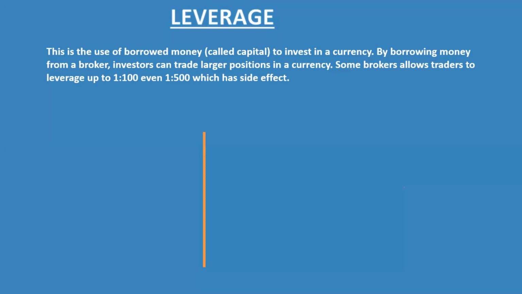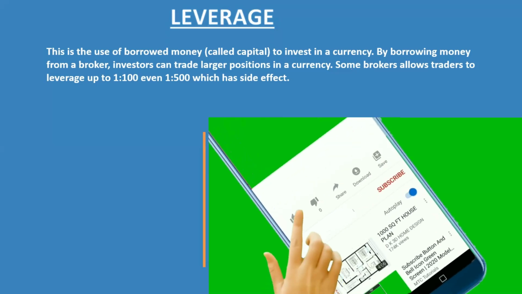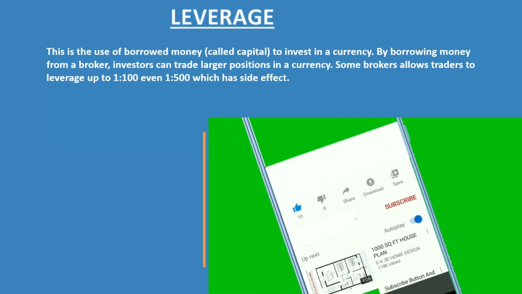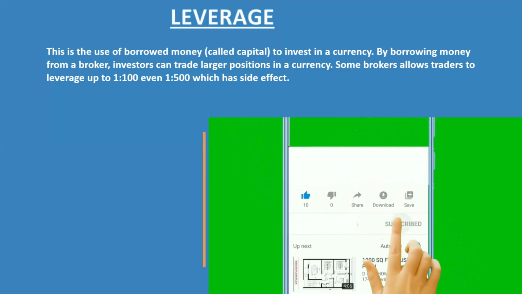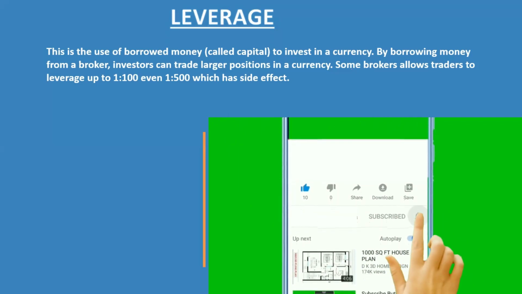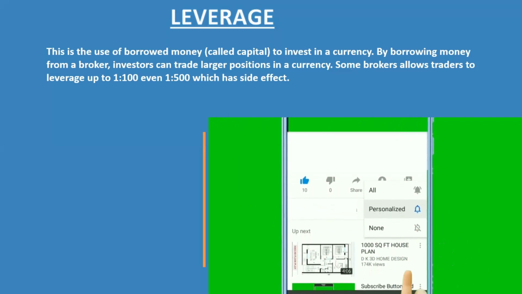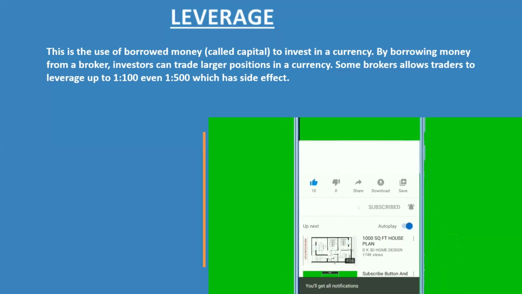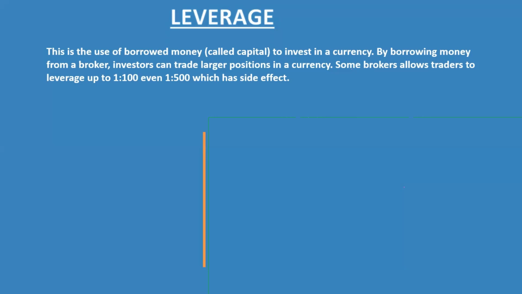Some brokers are willing to offer you 1:100 or 1:500. The higher the leverage, the higher your potential, your buying power, but it also has side effects. When the market is in loss, the same way you can make maybe $5,000 or $10,000 with $1,000, you can even lose the whole $1,000 with high leverage. So it is not encouraging to use high leverage.